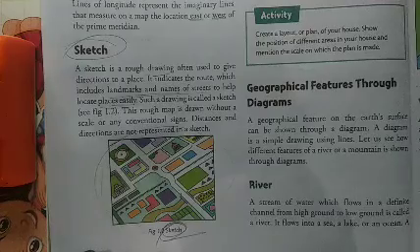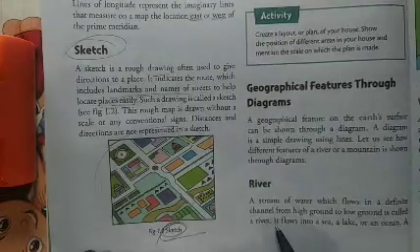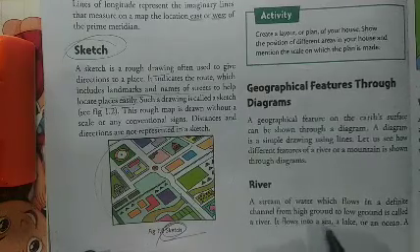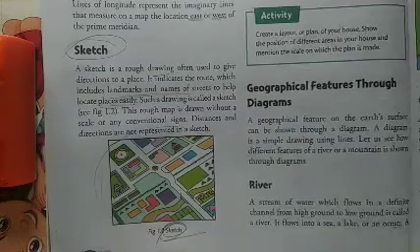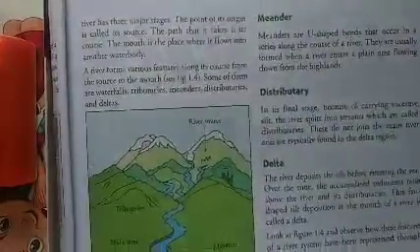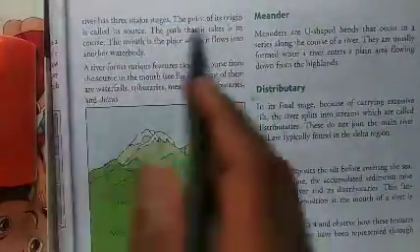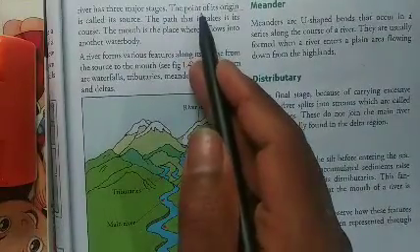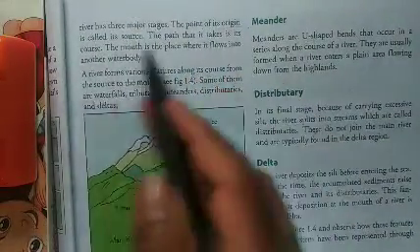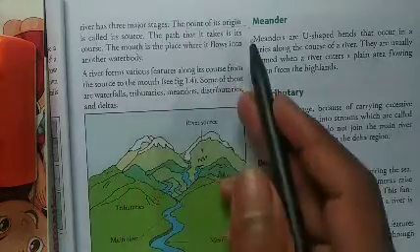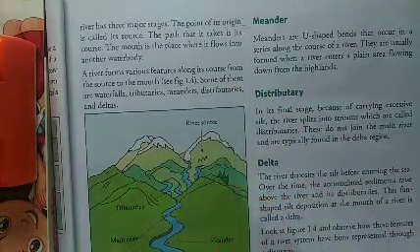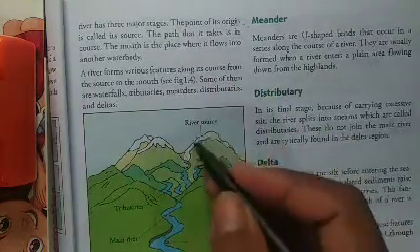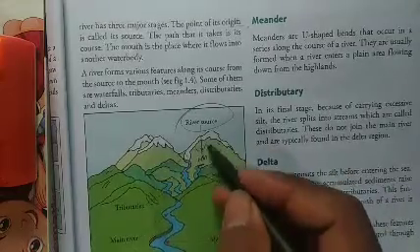A stream of water which flows in a definite channel from a high ground to a lower ground is known as a river. It flows into a sea, a lake, or an ocean. A river has three major stages. The starting point of it is called the origin, and it is also called the source. So you can say this is basically the origin of a river.